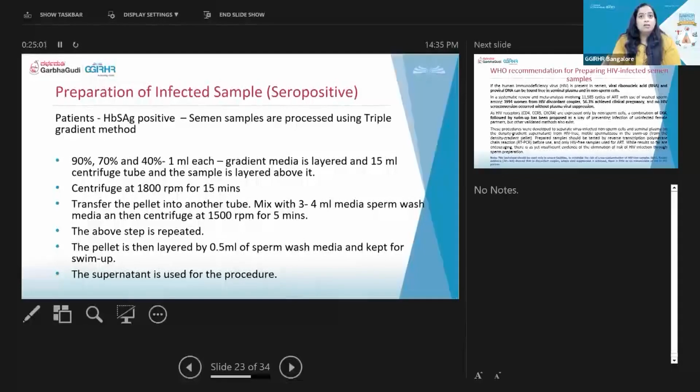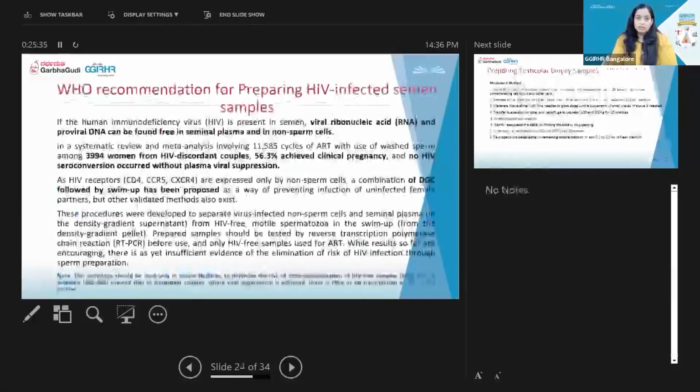You will be doing this in the 15 ml centrifuge tube, which I have mentioned earlier. Now you need to centrifuge at 1800 RPM for 15 minutes. Transfer the pellet into another tube, mix with 3 to 4 ml of sperm wash media, and centrifuge at 1500 RPM again for 5 minutes. You have to repeat this wash step, so there will be 2 wash steps. After the second wash, the pellet is layered with 0.5 ml of sperm wash media and kept for swim up. The supernatant is used for the procedure later.